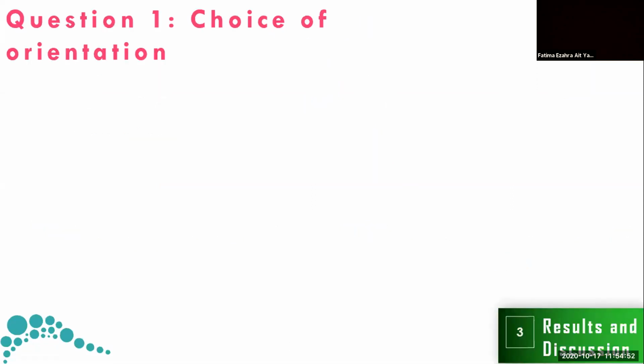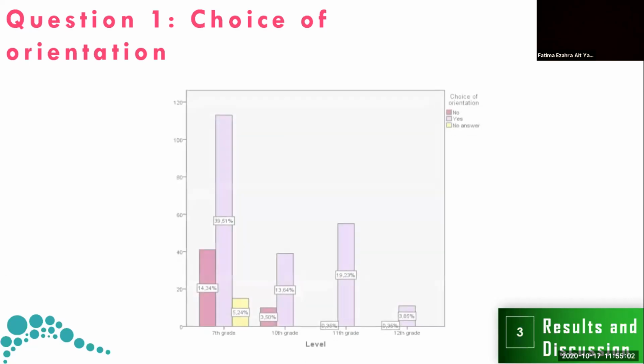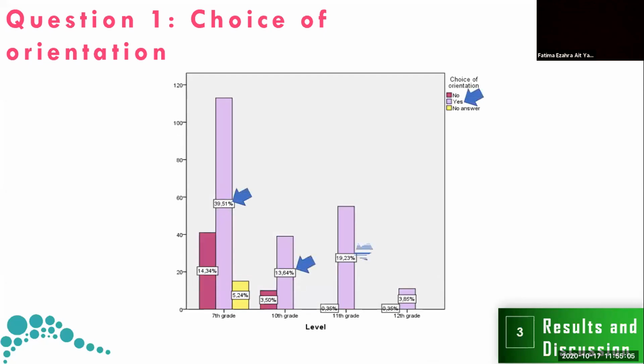One question of the questionnaire asks the learners if they have chosen to study in international classes or not. We found that the majority of learners, about 76% of them, chose that orientation, while 80% did not.